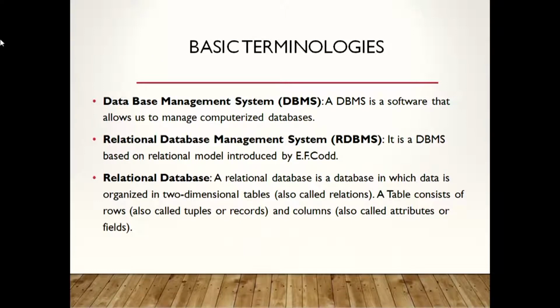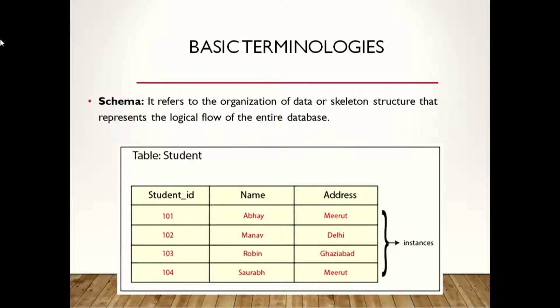A table consists of rows, also called tuples or records, and columns, also called attributes or fields. So you can imagine a relational database as a table in which the data is organized in the form of rows and columns. So that was all about relational database.